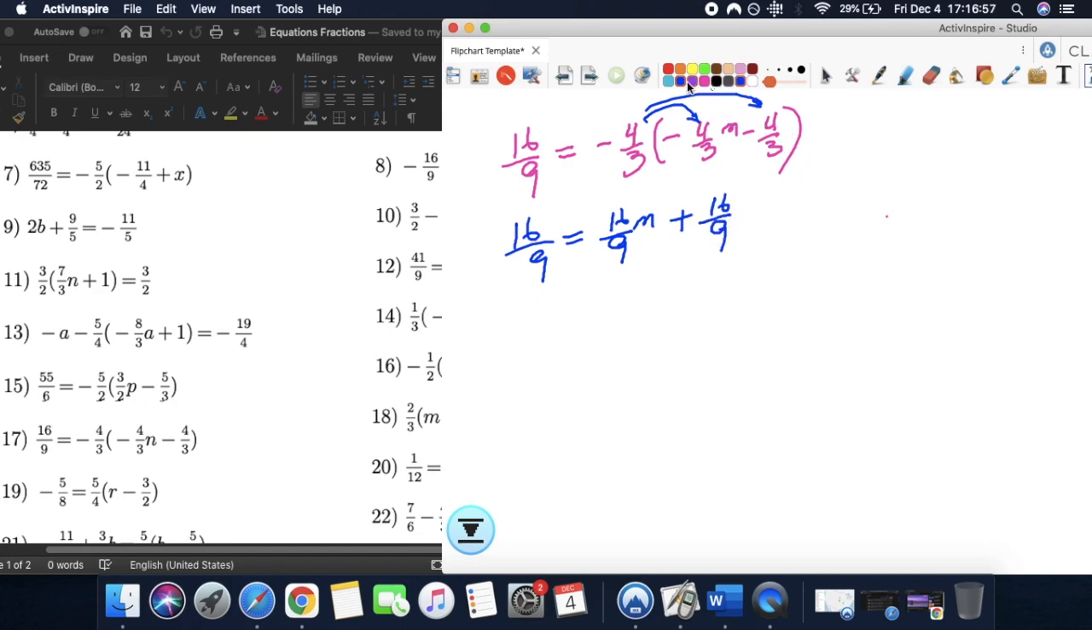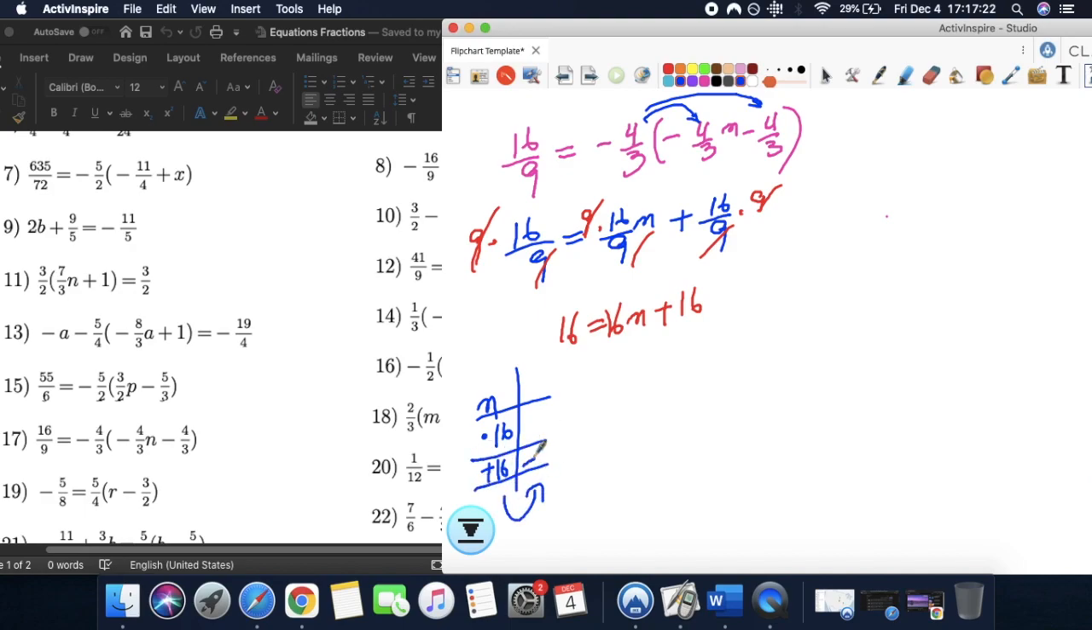Well, in this case here, oh, good. They're all 9s, so multiply every term by 9. All the 9s are going to disappear, leaving you with 16 equals 16n plus 16. Here's a variable n. It's being multiplied by 16, and then 16 is added to that product. Inverse operation, we're going to do minus 16 both sides and divide both sides by 16. So let's go ahead and do that.